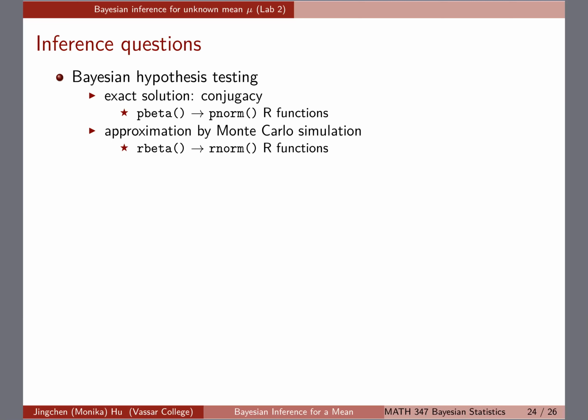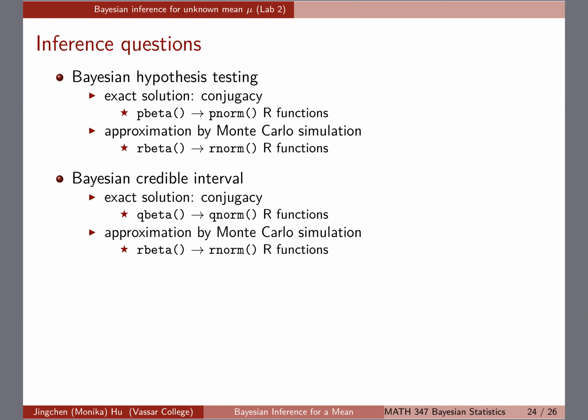And if you're going to do approximation by Monte Carlo simulation, we used to do r beta, and now we use r norm. So there is that. And then when you go to credible interval, the exact solution we know is a normal distribution, so we can use q norm. We used to do q beta. Now you do q norm. And the other one is if you do Monte Carlo simulation, you do r norm, and then summarize from there. So that's another thing.